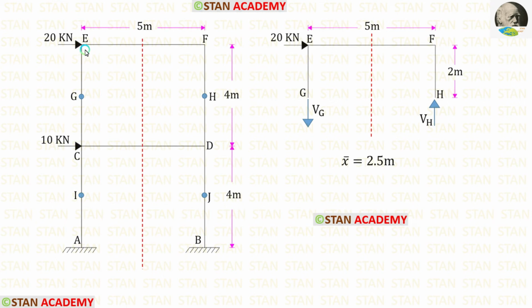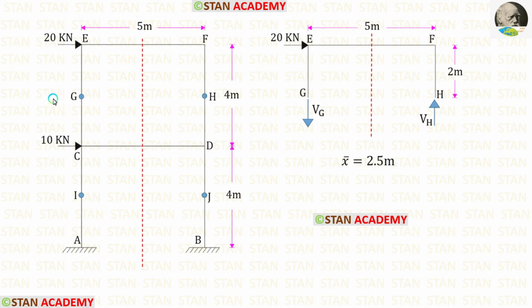In this frame, we have only one bay, so the center of gravity lies in the center. To find the center, we have to divide 5 by 2. When we do that, we will get 2.5. Now let us split the frame into two parts.